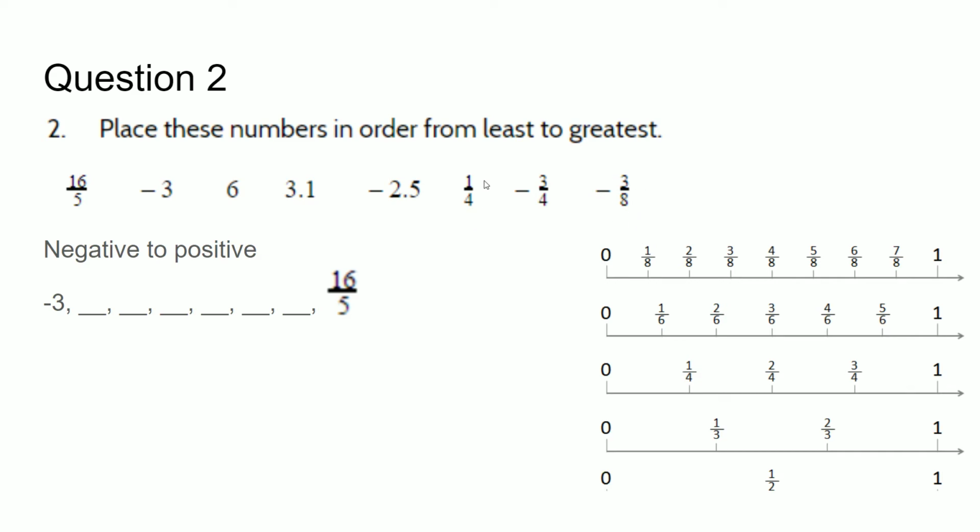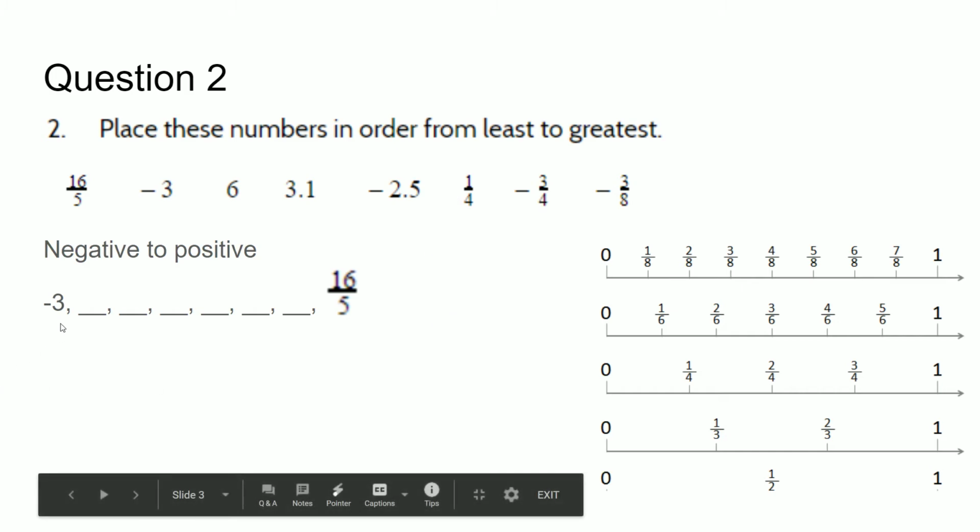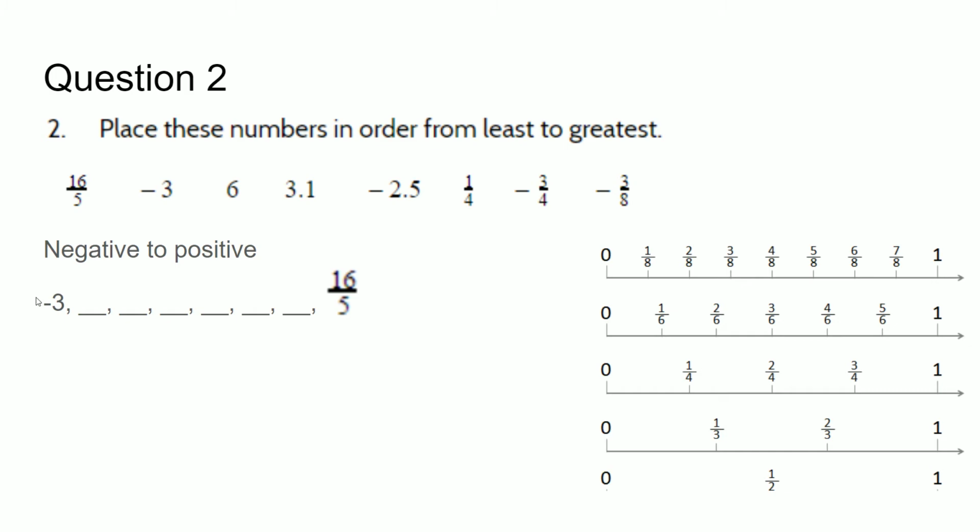But see how small this number is, 1/4? If it was 1/4 of 1 degree, it's not even 1 degree cold outside. This is still warmer than -3 because this is on the negative side of the 0, and this is on the positive side of the 0. So anything with the positive sign is going to be bigger than any number with a negative sign. So keep that in mind. I've given you a starting place here. -3 is your smallest number here.